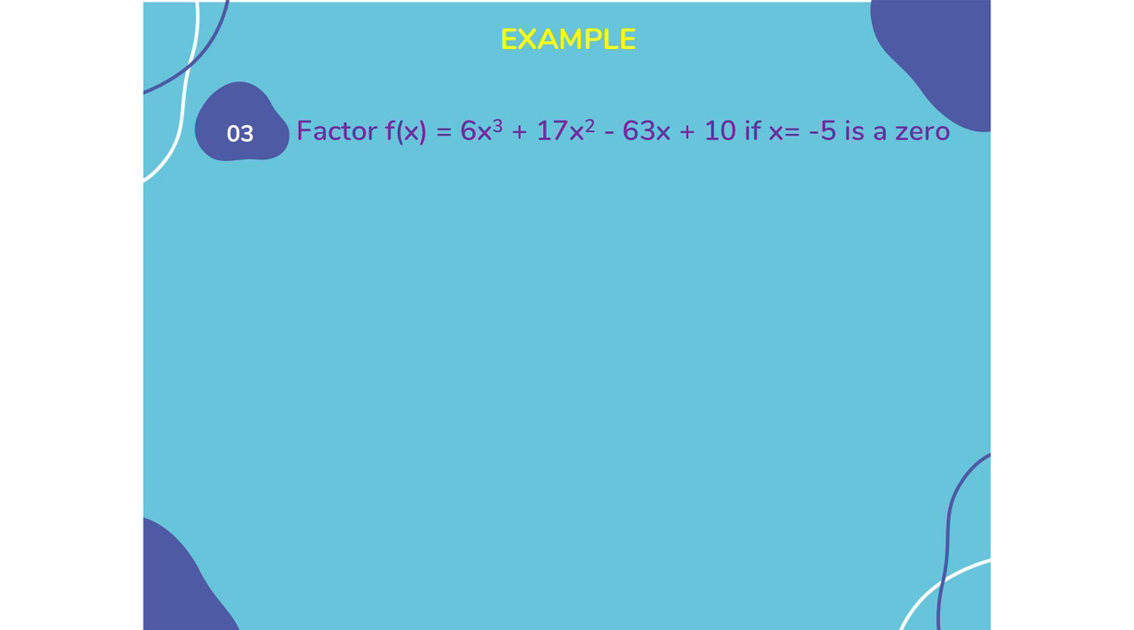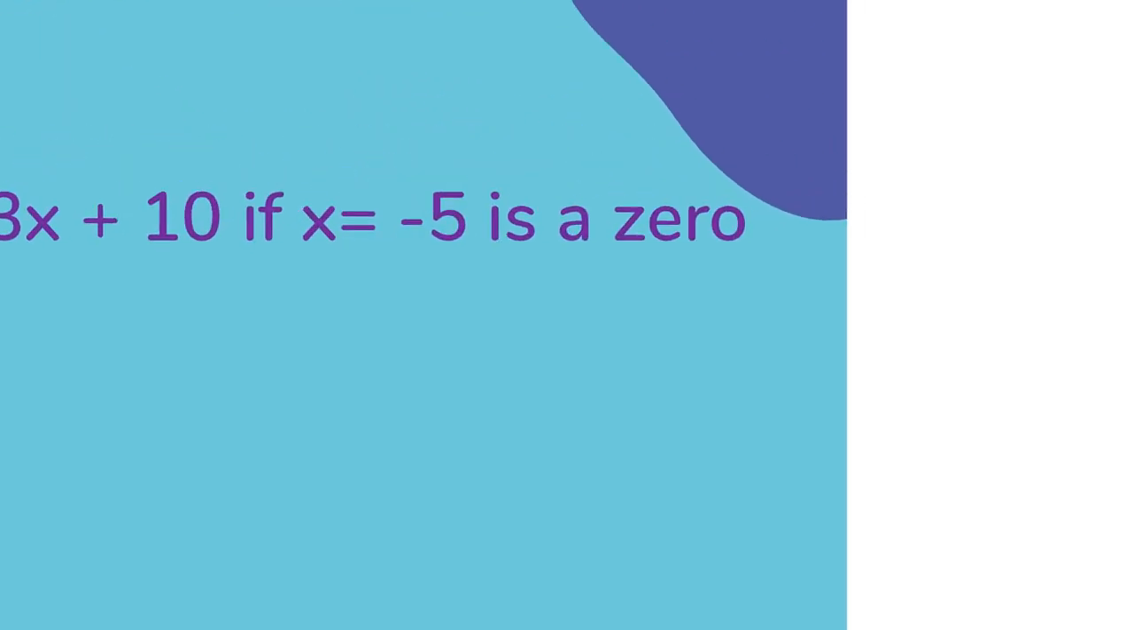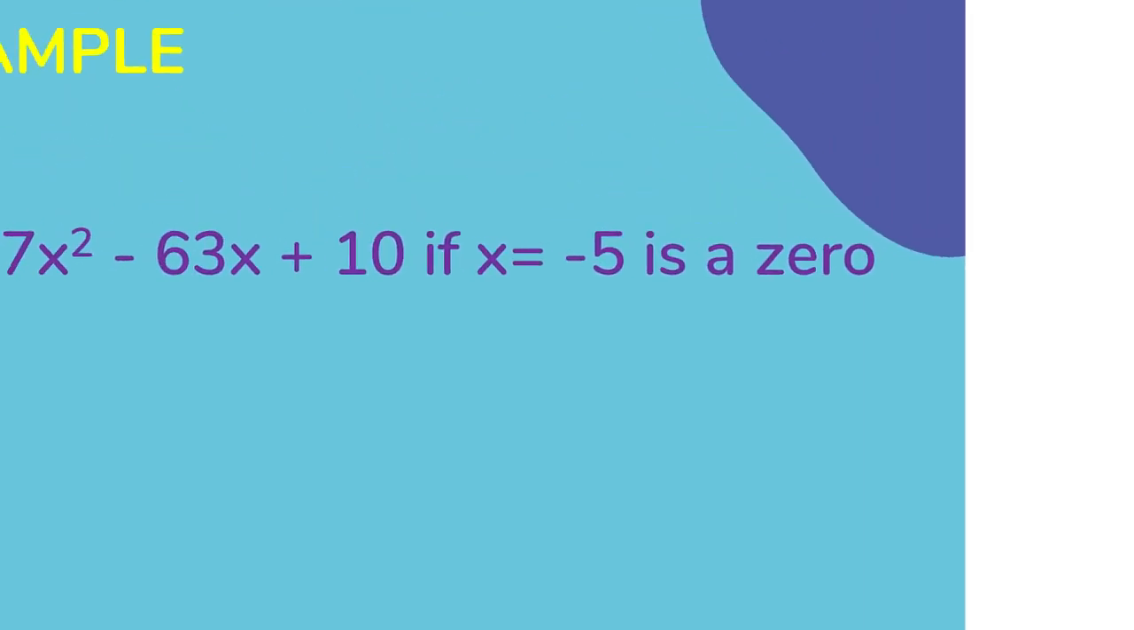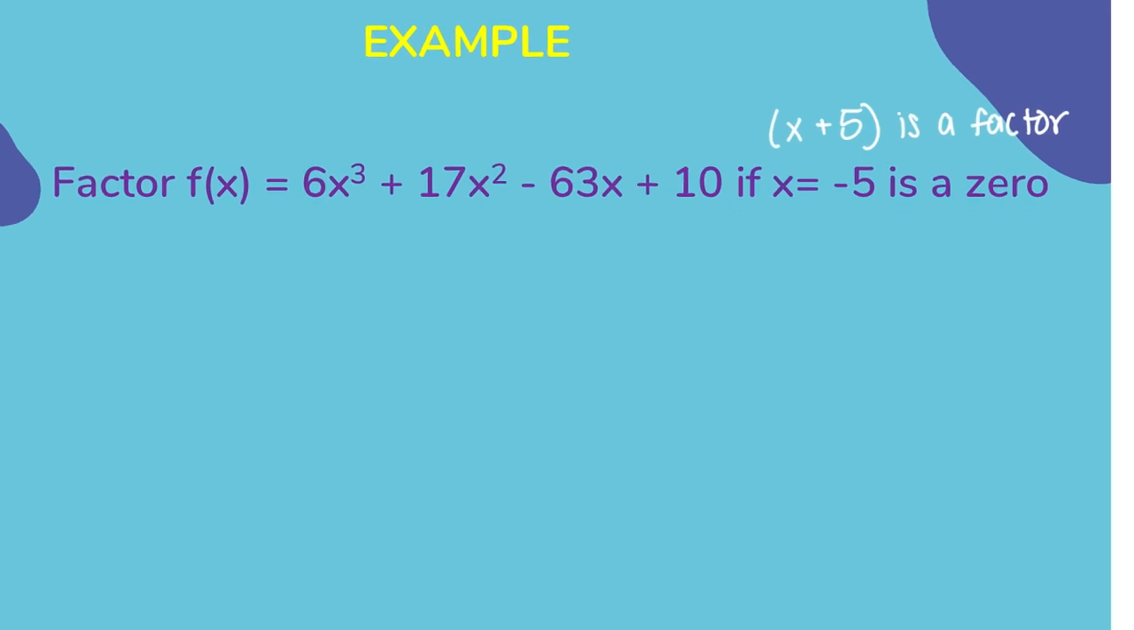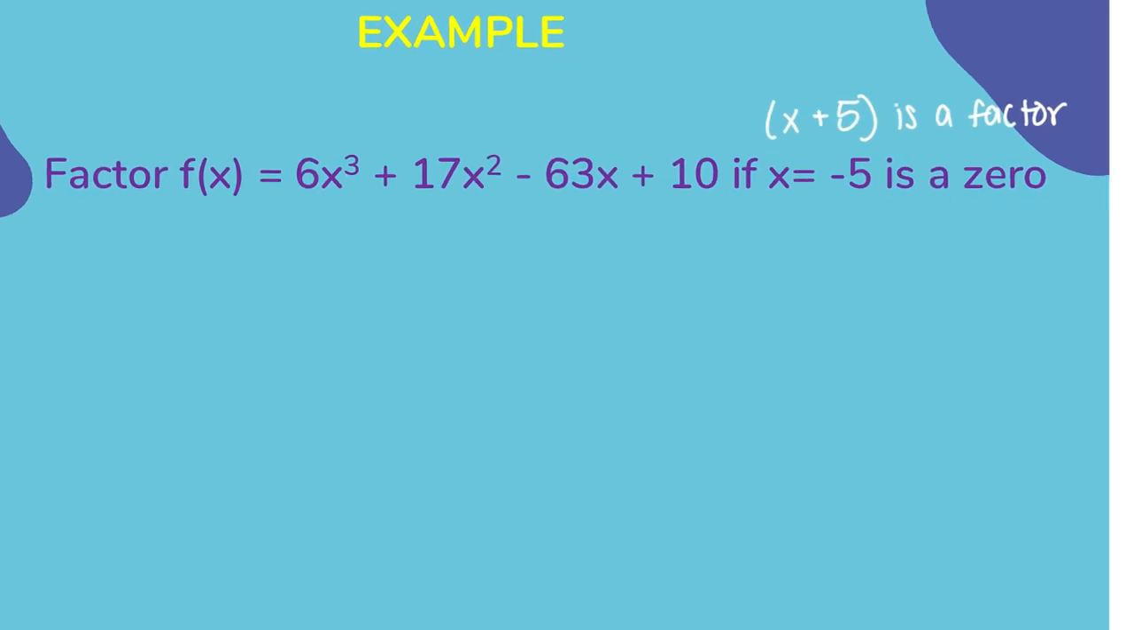Looking at the last example, factor f of x, if x equals negative 5 is a 0. So I'm just going to go ahead and write that as a factor, just because I know I'm going to have to write my answer factored. So I'm going to have x plus 5 is a factor. And let's go ahead and start solving it. So what goes inside my box? That's going to be a negative 5. My coefficients, I have 6, 17, negative 63, and 10.